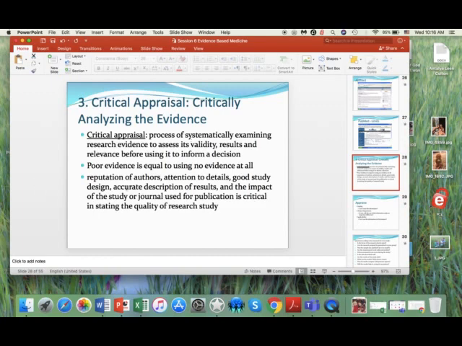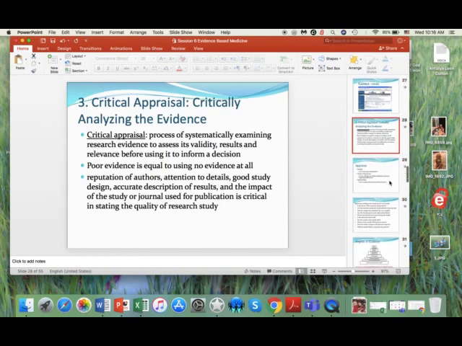All of these things are important: the reputation of an author, attention to detail in the study, how well the study was designed. We'll talk about some of these when we're appraising it in a second. Did they describe the results well? Is the impact of the study, does it have an impact, or does it not really change the way that we're doing things?